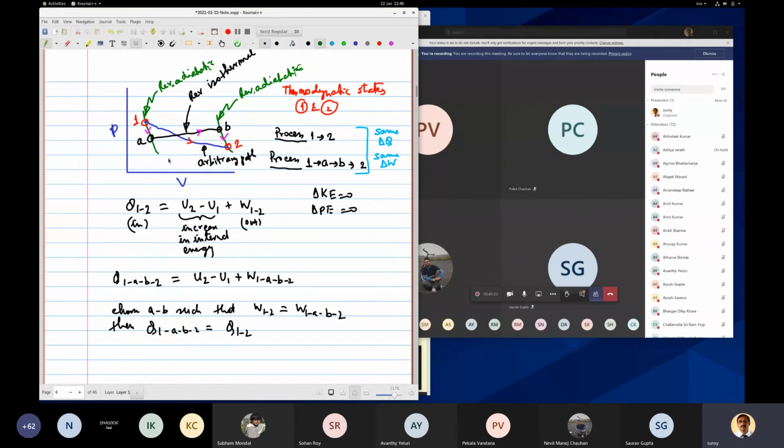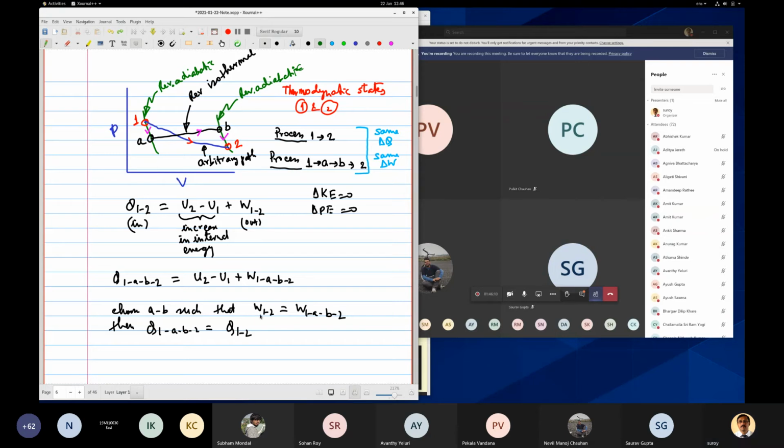So this process is equivalent to this zigzag process, provided the A and B points are chosen properly, because there is a unique reversible adiabatic process going through point 2, and a unique reversible adiabatic process going through point 1. Choose A and B such that W12 is equal to W1AB2 and Q1AB2 is equal to Q12.